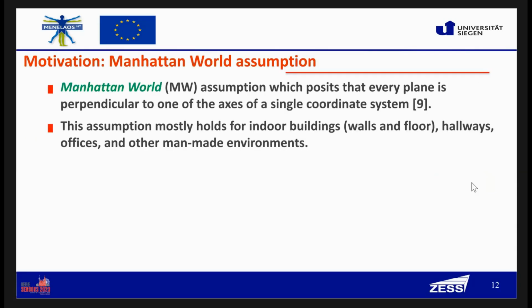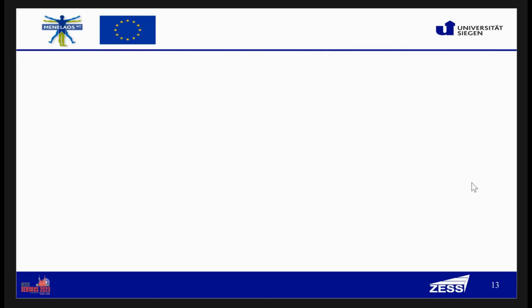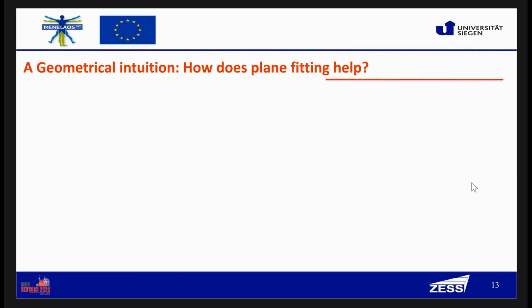And what was the motivation behind exploiting this? Because we always consider our target to be a plane. This assumption is based on the Manhattan world assumption, which says that every object or every plane is perpendicular to one of the axes of the coordinate system. Let me give you the example of our indoor infrastructure. Most targets always have a surface. So we exploit this assumption in our approach to get the 3D geometry of the scene and also the localization position. So how does this help us?